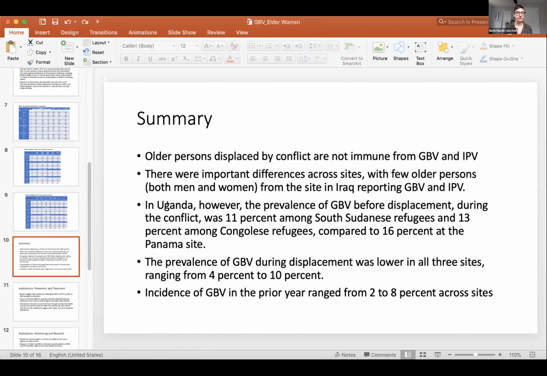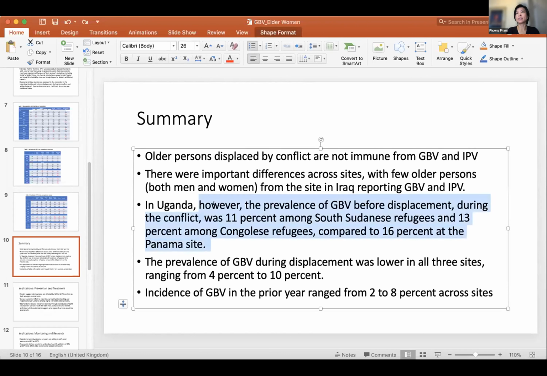And there were important differences across sites, with older populations, persons from the sites in Iraq reporting GBV and IPV, and we discussed that a little bit. In Uganda, however, the prevalence of GBV before, during, which I didn't present, was 11% amongst South Sudanese refugees and 30% compared to 60%, so there was a high percentage of prevalence of GBV before displacement as well. So that's just something to note that I didn't present in the data.